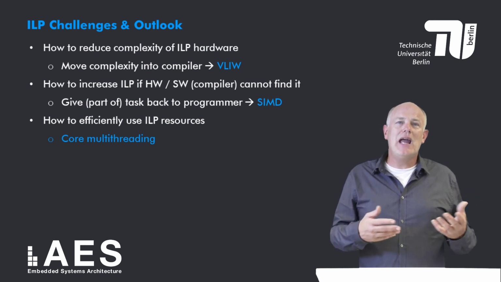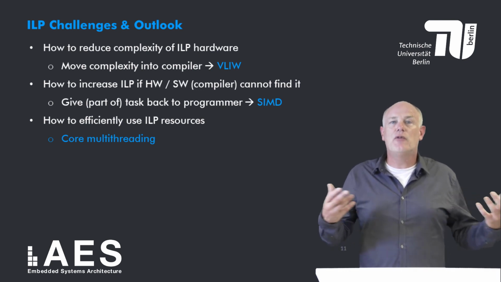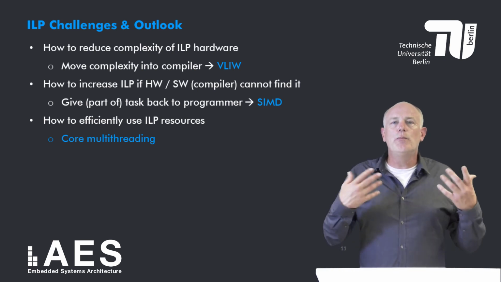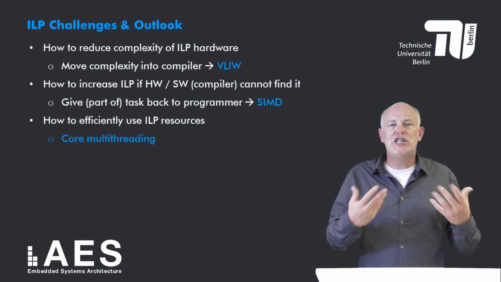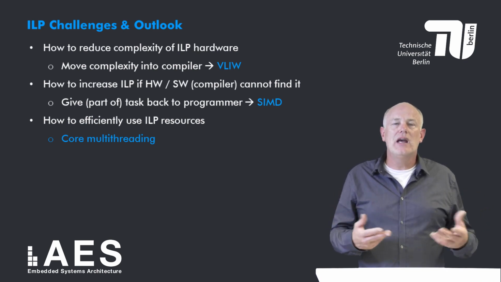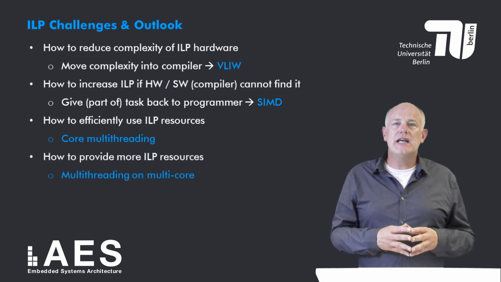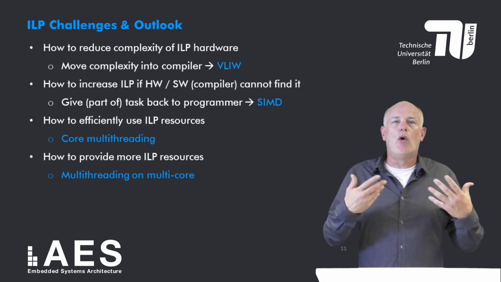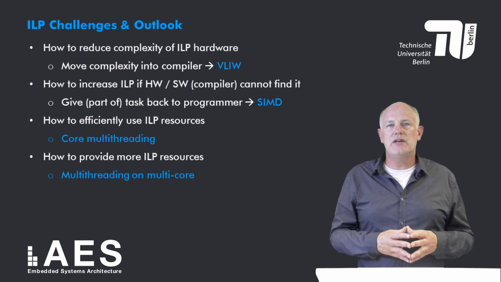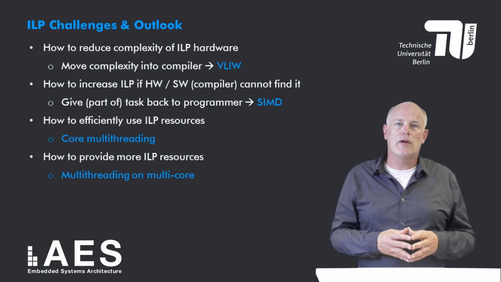A processor might be able to issue and execute 6 instructions per cycle, but the IPC achieved for a single thread is rarely more than 2. One idea is to execute multiple threads at the same time and share the ILP resources. This is the idea behind core multithreading, which I will discuss in the fourth module of this course. The fourth challenge is how can we provide even more compute power, more ILP resources, when a single core is not sufficient. This leads to multi-core designs, which I will discuss in the fourth course of this specialization.